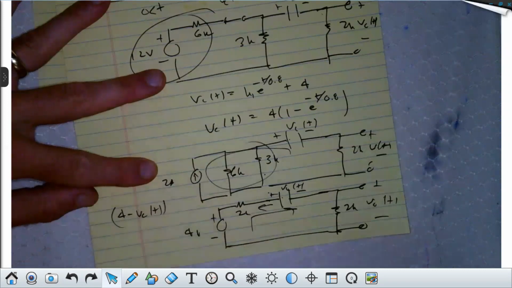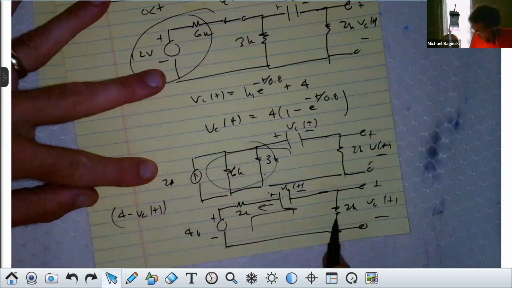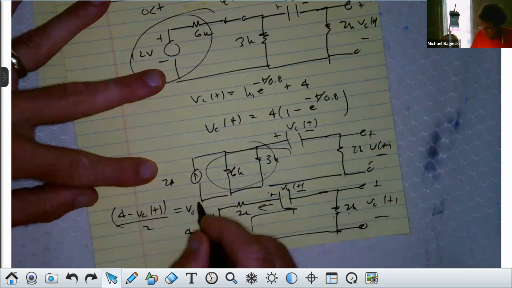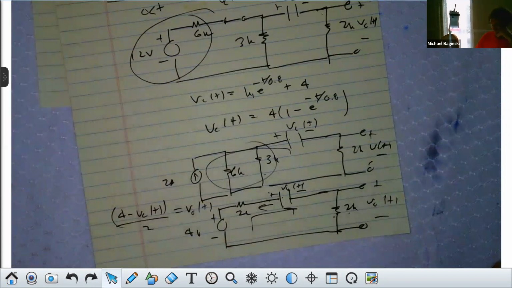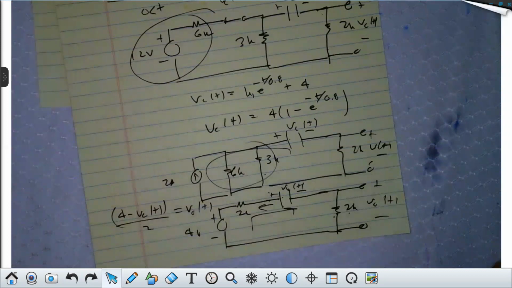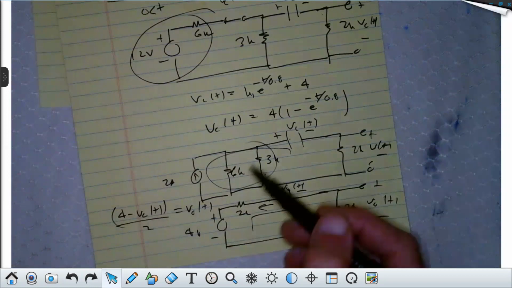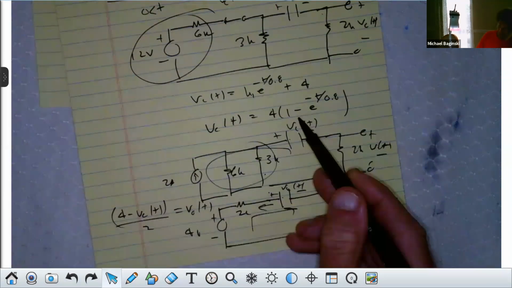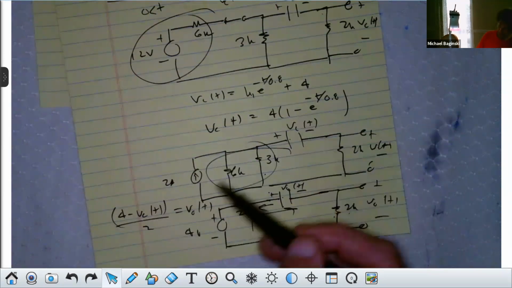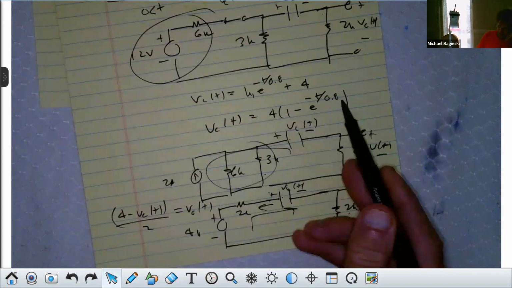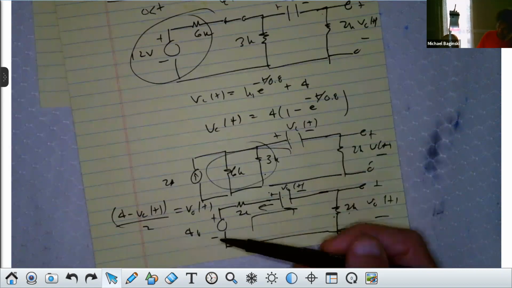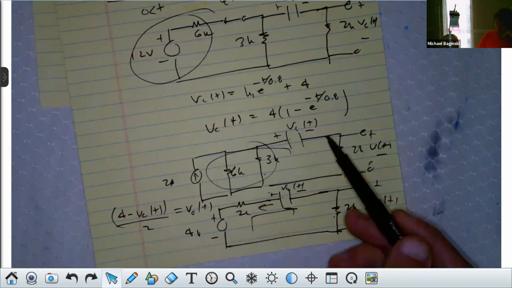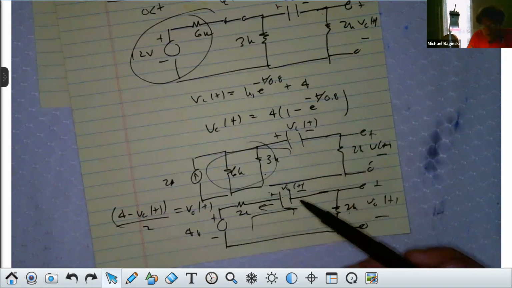Yes. And what do you want to do? You want to do voltage division. You know both of these are 2K, right? So it's just half that. That divided by 2 is V out of t. Okay. Now you also see when you plug in this VC here, you get 4 minus 4, which goes to 0. Then you get minus a minus 4 plus 4 e to the minus t over 0.8, over 2, or it's 2 e to the minus t over 0.8. Okay. But that's how you do it, Jessica.